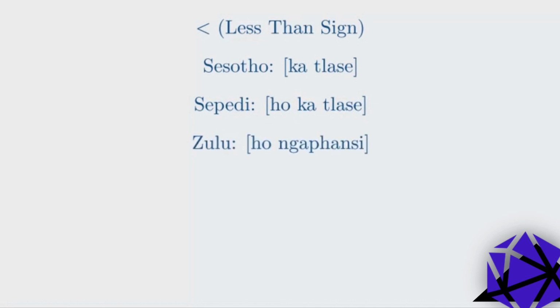For example, we can say that 3 is less than 5. This is true because 3 is a smaller number than 5.